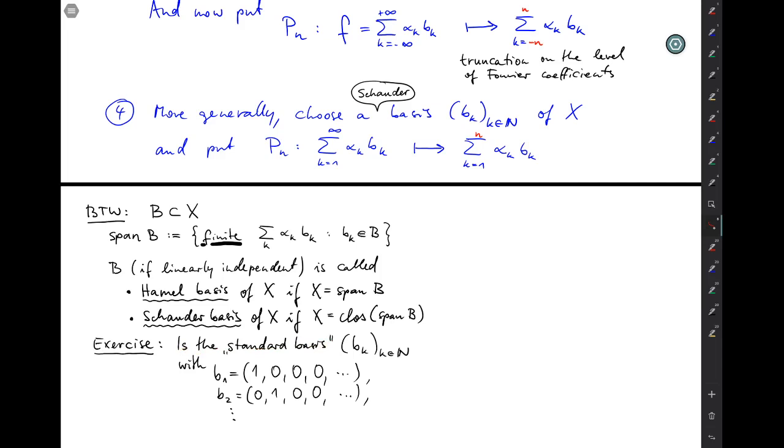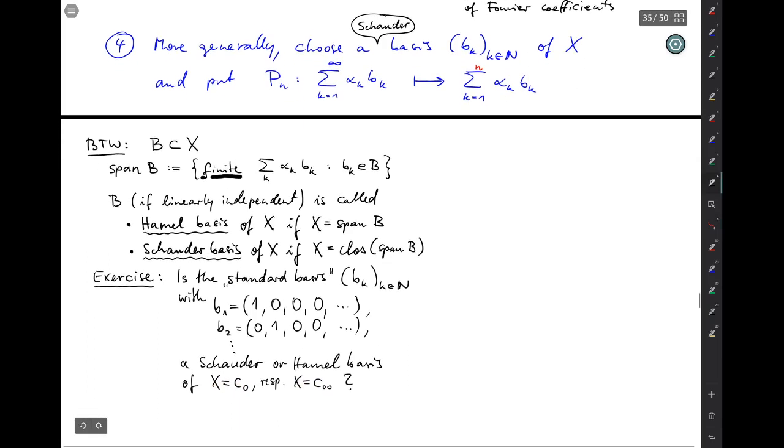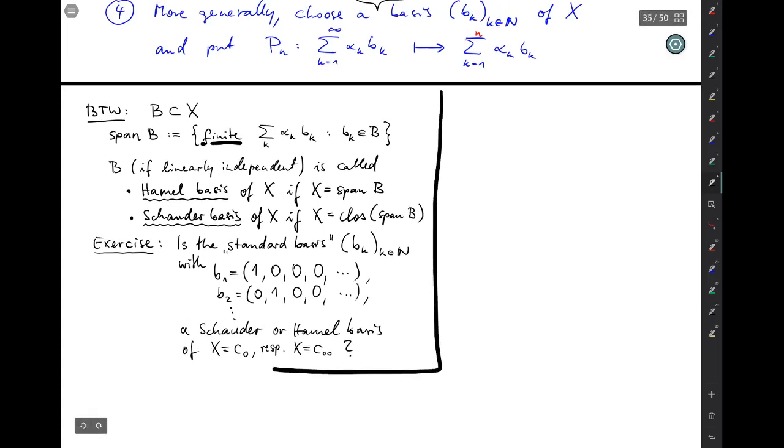Well, I have to give you X. And actually, let me give you 2 spaces X. Let me give you X equal to c_0 and also X equal to c_00. Okay, and you should answer both. So the answer might be different for this and that. Good, so that was our insert on Schauder and Hamel basis.